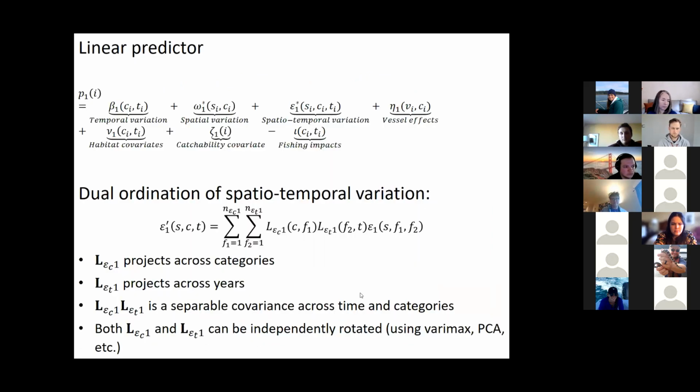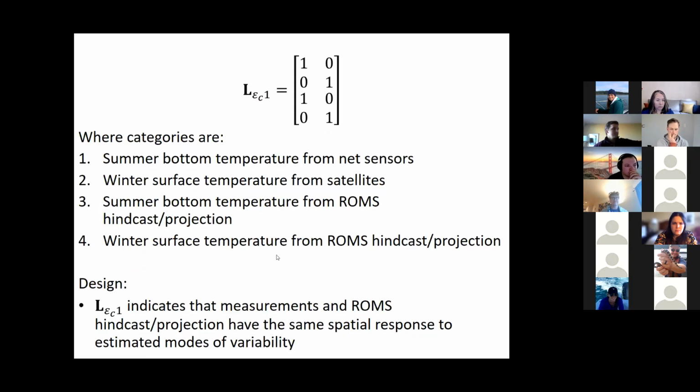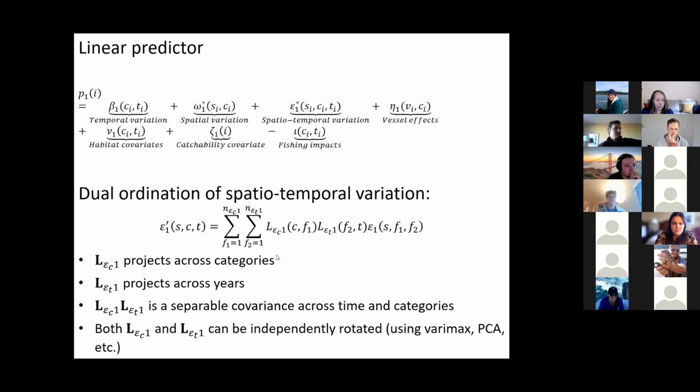And again, in this case, I'm going to do what I've been calling dual ordination, using the fact that there's an L matrix, a loadings matrix, across time here and across species. So it's a way of generating covariance in all of the ecosystem components in their spatial configuration. And I'm specifically doing this very simple model for the covariance among categories.